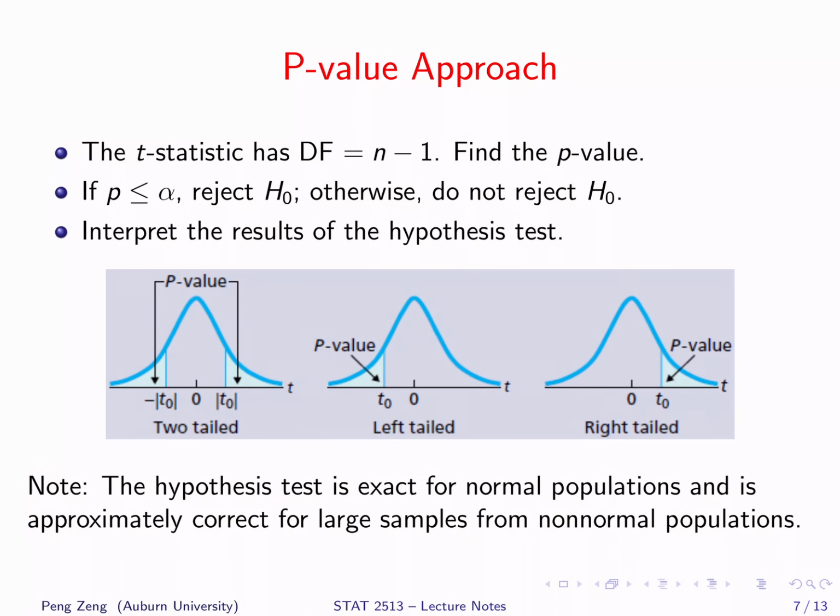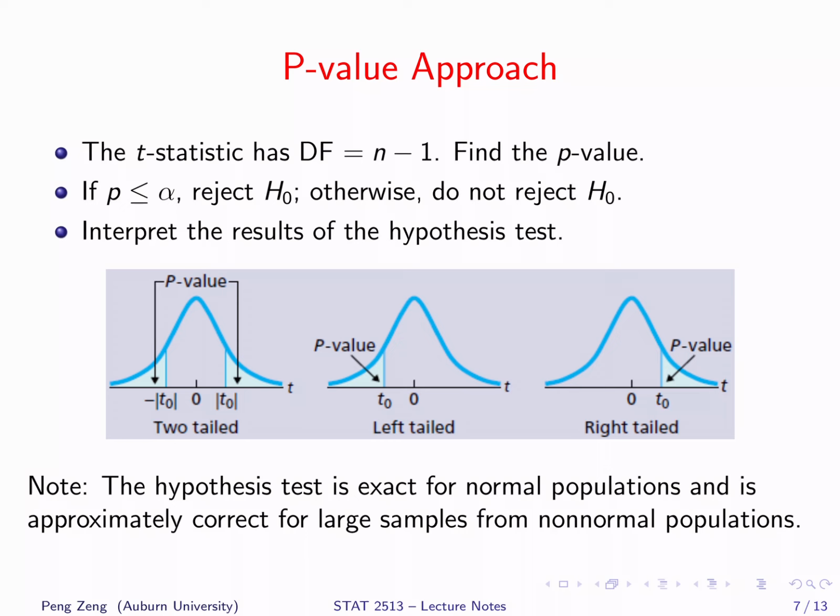When using the p-value approach, we also need to calculate the number of degrees of freedom. It is n minus 1. For a two-tailed test, the p-value is the sum of probabilities of less than negative absolute value of t0 or larger than absolute value of t0. For a left-tailed test, the p-value is the probability of less than t0. For a right-tailed test, the p-value is the probability of larger than t0.